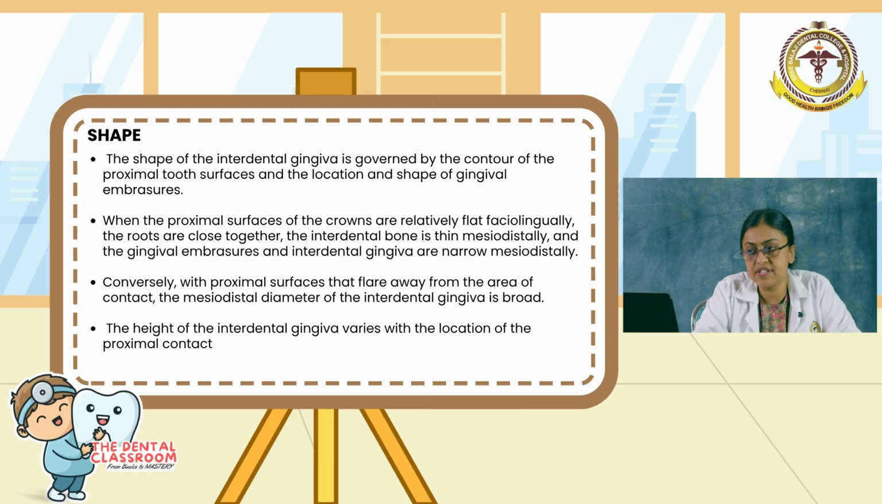Now the shape of the gingiva. The shape of the interdental gingiva is governed by the contour of the proximal tooth surface and the location and shape of the gingival embrasure. When the proximal surface of the crown is relatively flat faciolingually, the roots are closer together. The interdental bone is thin mesiodistally, and the gingival embrasures and interdental gingiva are narrow mesiodistally. Conversely, when the proximal surface is far away from the area of contact, the mesiodistal diameter of the interdental gingiva is broad. The height of the interdental gingiva varies with the location of the proximal contact.